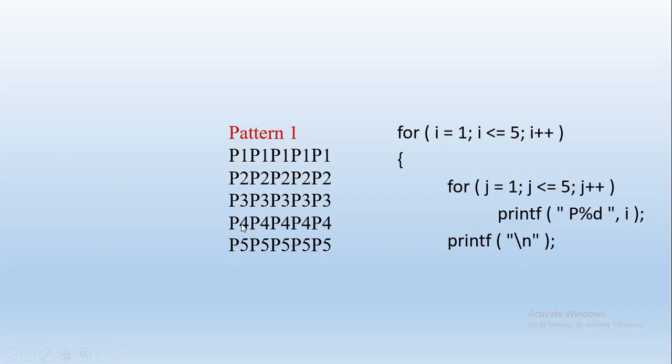Every time it is incremented by 1. So i is equal to 1, i less than or equal to 5. Till 5 it executes i++, because every time i is incremented by 1, right? So this is the main logic to print this pattern. Once we understand this, the rest is very simple, right?